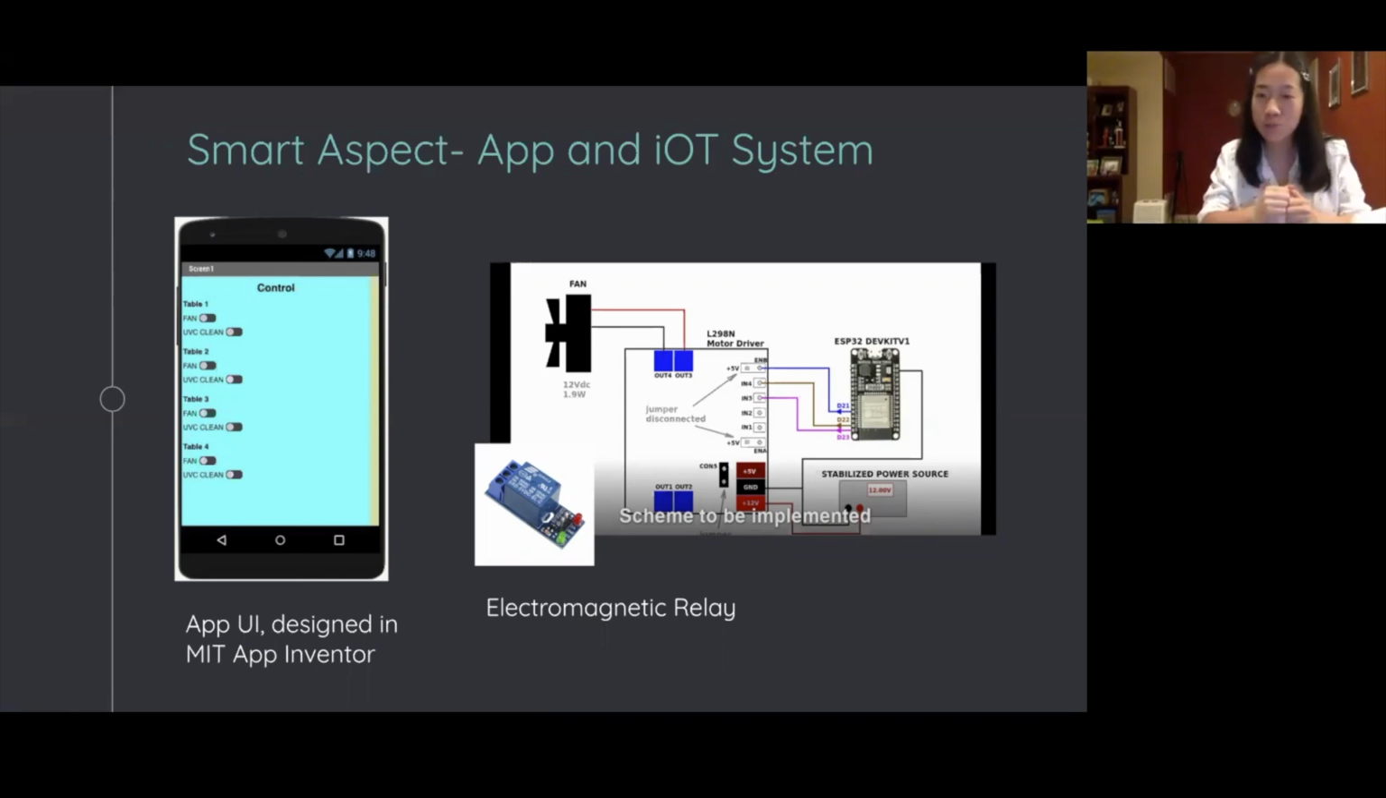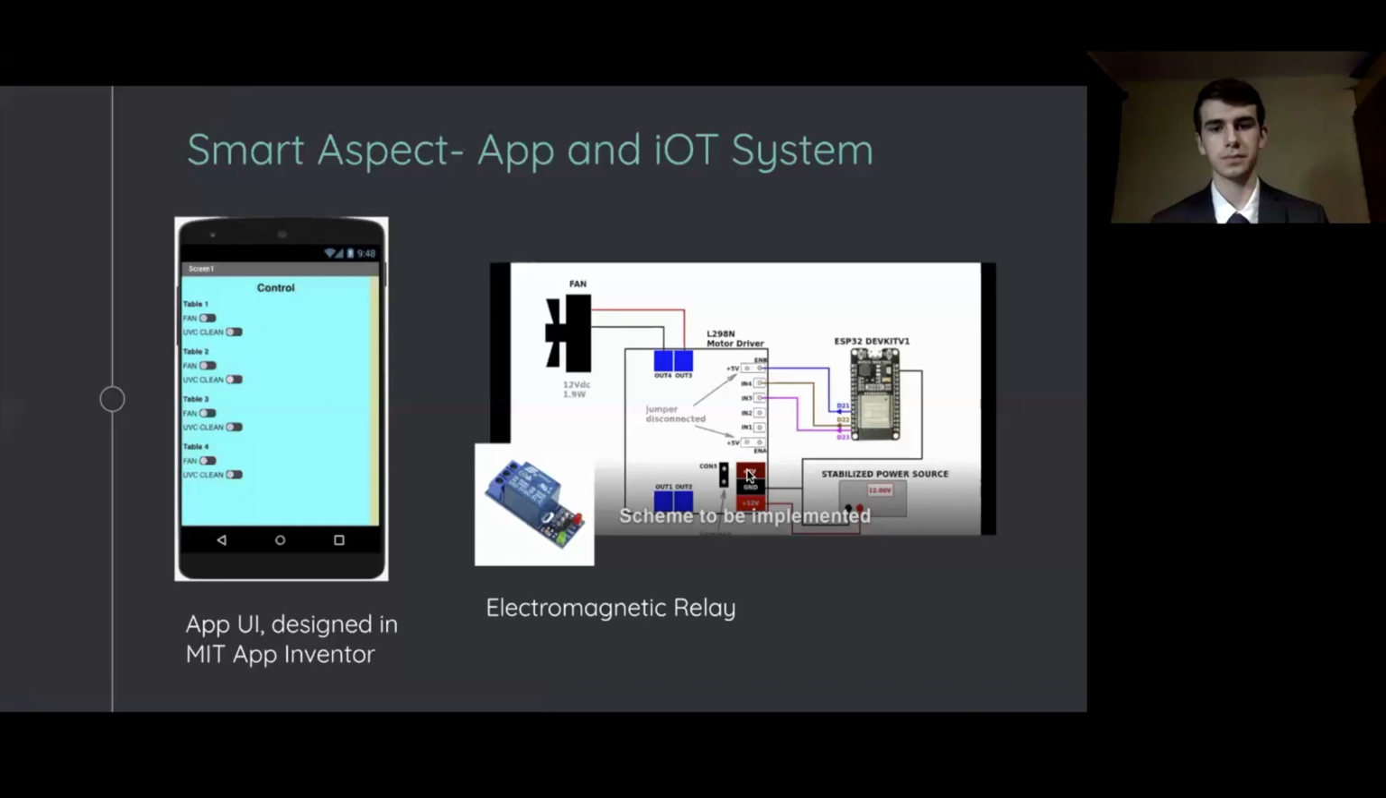A similar process occurs with the UVC light, except with an electromagnetic relay instead of a motor driver, shown as the blue module on the left corner. Ultimately, the smart system offers flexibility, control, and ease for our users.